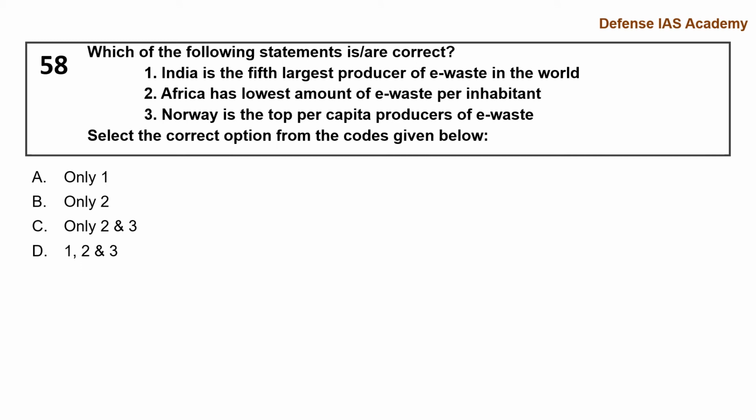Question 58. Which of the following statements is or are correct? 1. India is the 5th largest producer of e-waste in the world. 2. Africa has the lowest amount of e-waste per inhabitant. 3. Norway is the top per capita producer of e-waste.